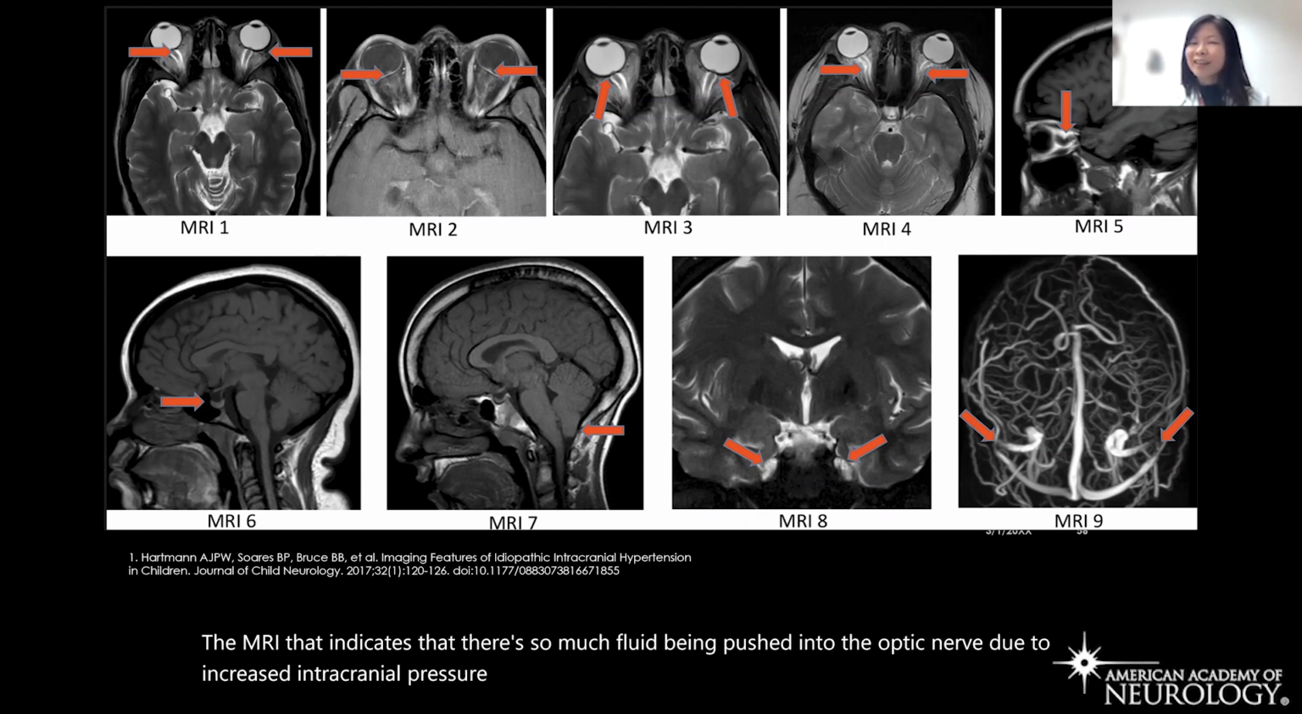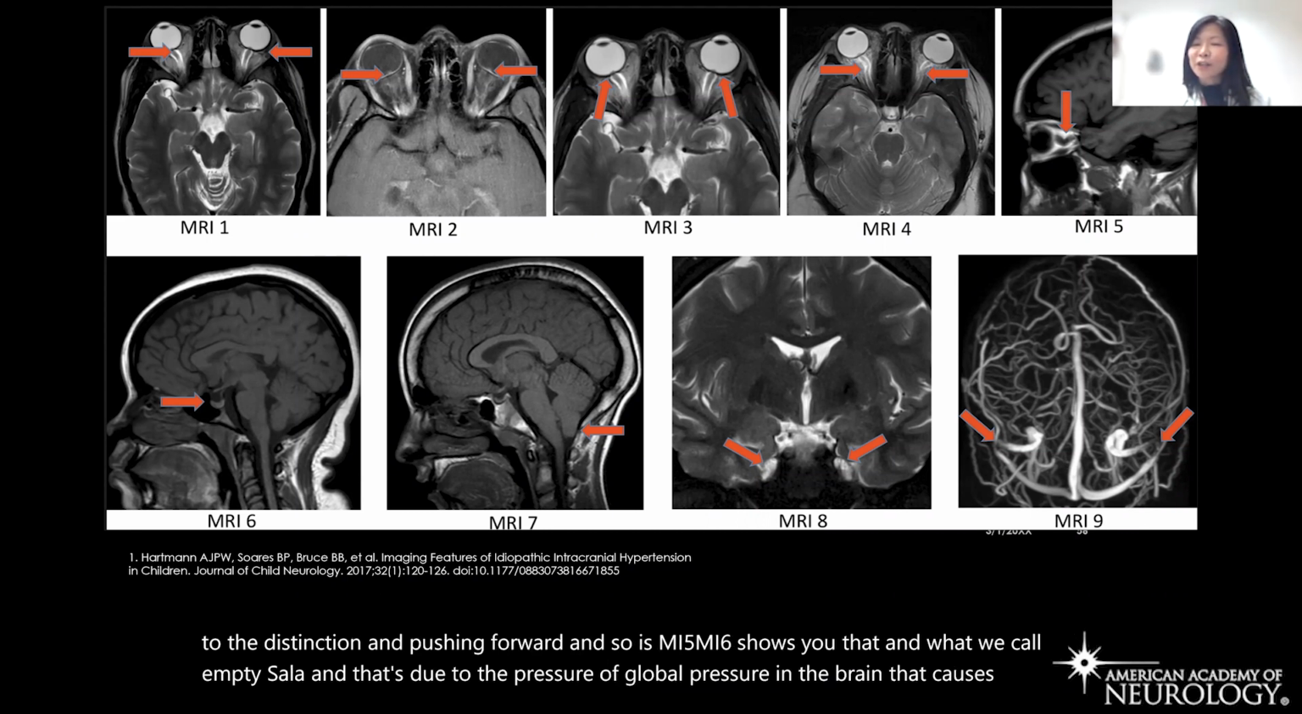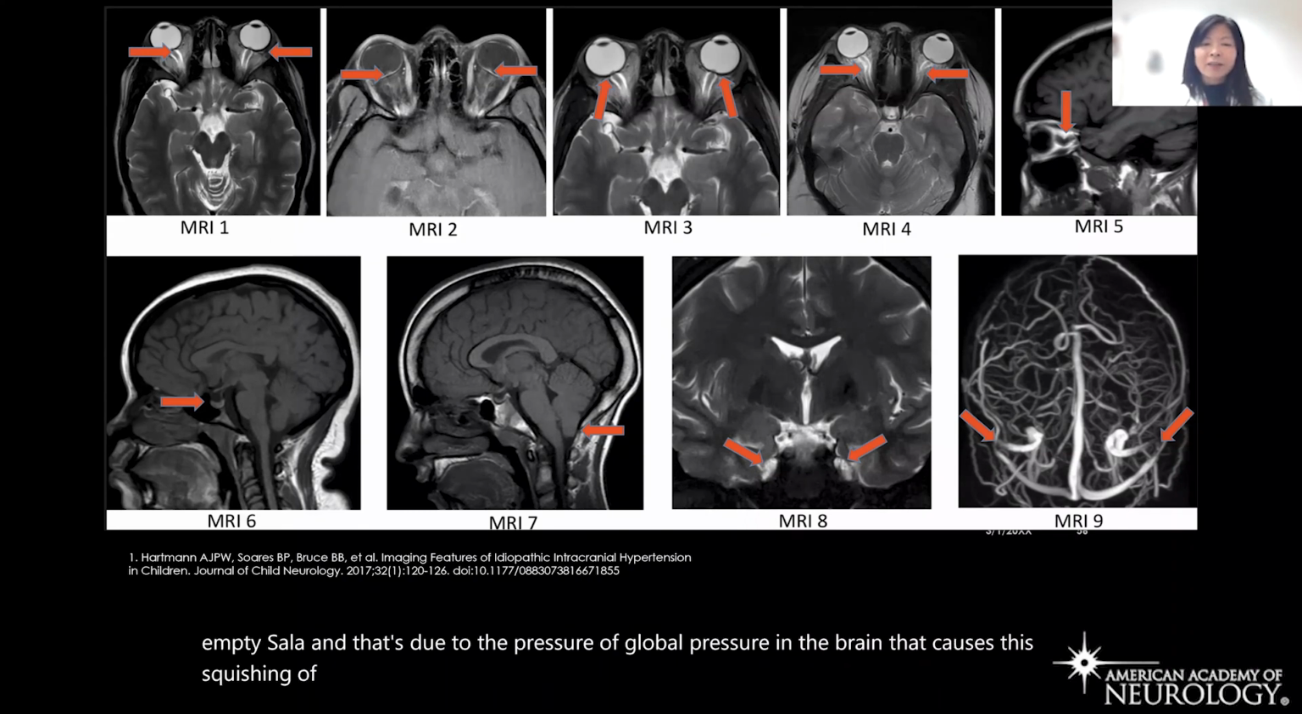MRI 4 shows kinking of the optic nerve that can occur due to the distension and pushing forward, and so is MRI 5. MRI 6 shows you what we call empty sella, and that's due to the global pressure in the brain that causes this squishing of the pituitary gland, and so you see what we call an empty sella.